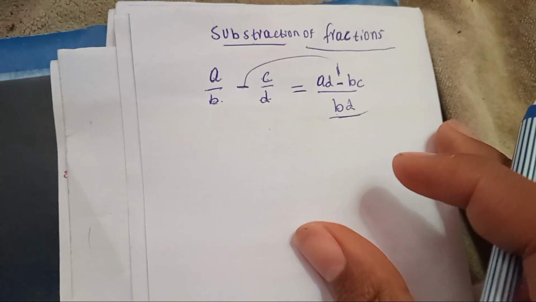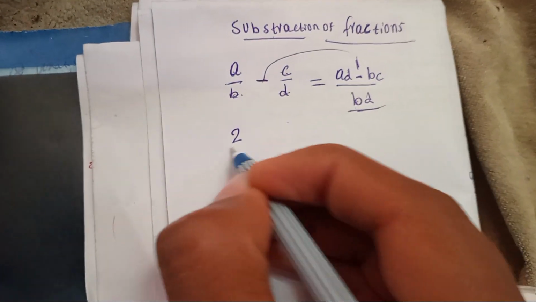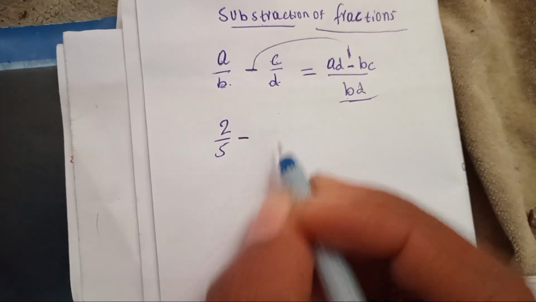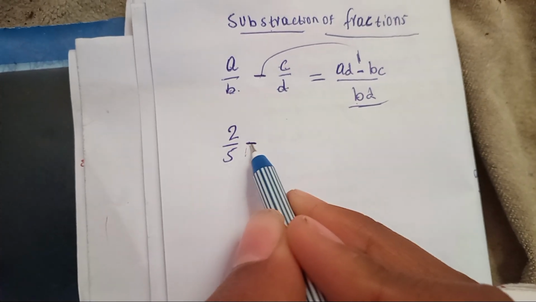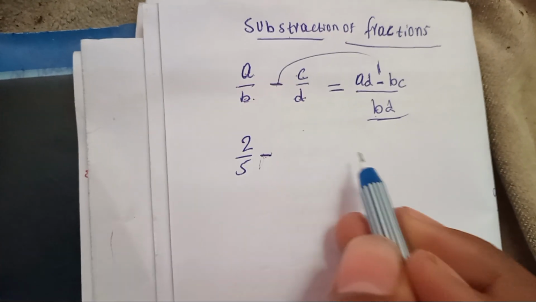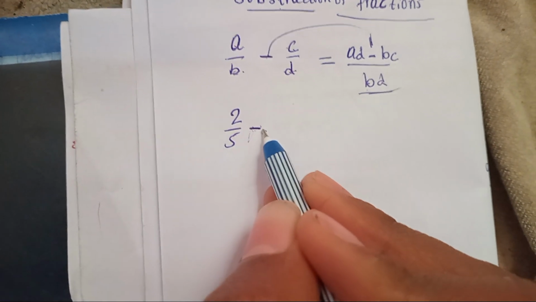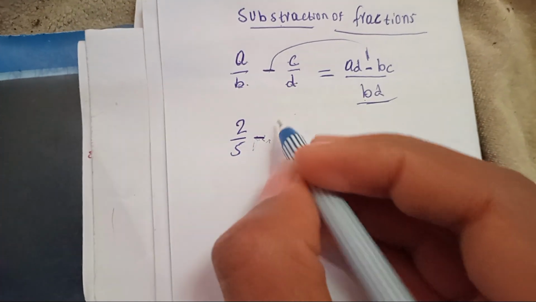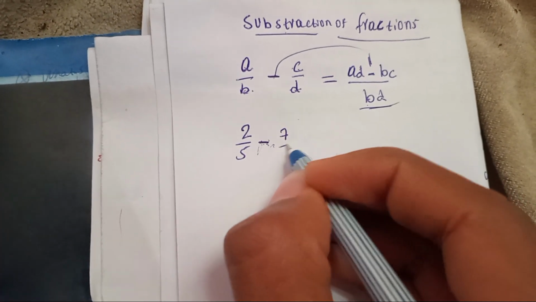For example, in numbers, 2 over 5. Minus means it is subtraction. If this minus were a plus, it would be addition of fractions, but this is minus, so it tells us it is subtraction. Okay, 2 over 5 minus 7 over 3.